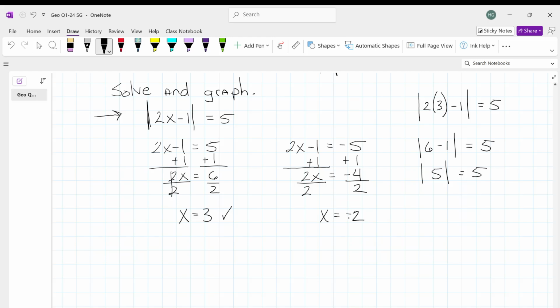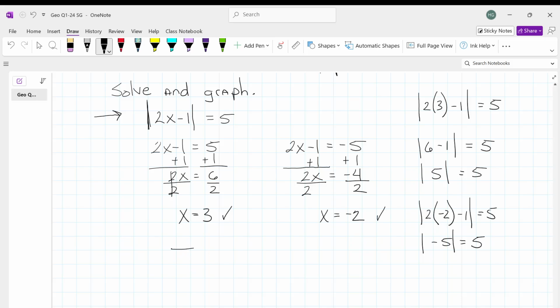If we check this negative 2, does 2 times negative 2 minus 1 equal 5? So is the absolute value of 2 times negative 2, which is negative 4, minus 1, which is negative 5, is the absolute value of negative 5 equal to 5? It is, okay? Because absolute value means how far is negative 5 from 0 on the number line? Well, it's 5 units. So both of these answers work.